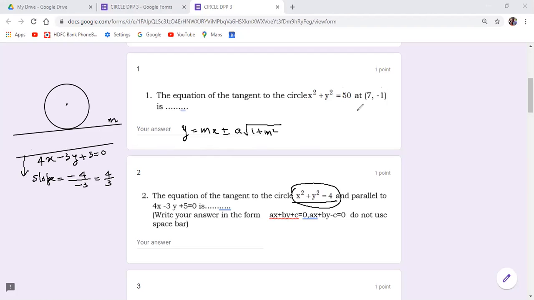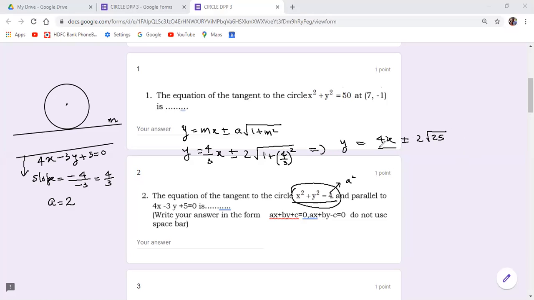So the a is how much? What is the equation of the circle? x square plus y square equal to 4. So a square is 4, so a is 2. So y is equal to 4/3 x plus or minus 2 root of 1 plus (4/3) the whole square. So when you take the LCM, y is equal to 4x plus or minus 2 root of 9 plus 16, 25 by 9, so it becomes 5 upon 3.